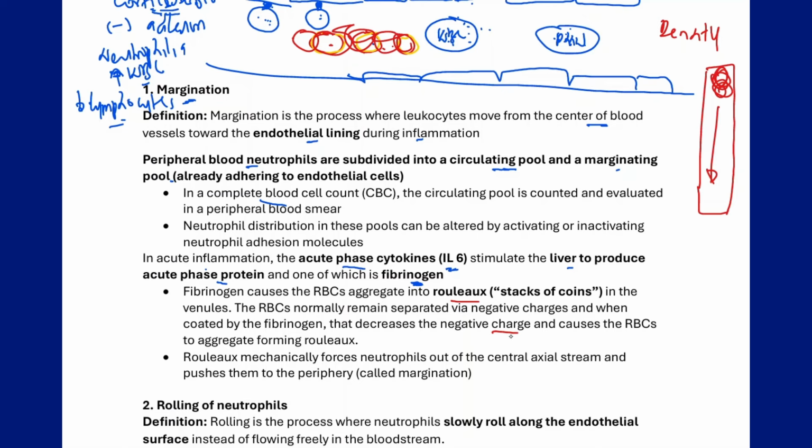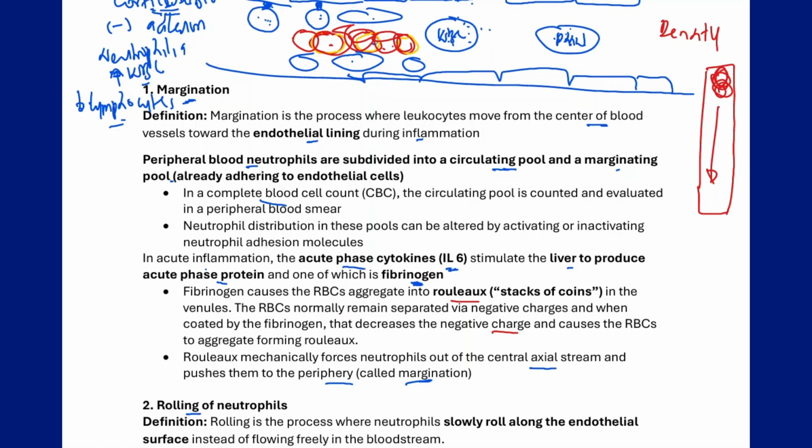Because of this rouleaux formation, that will now push the white blood cell to the periphery of the blood vessel. So as you can see there, the rouleaux mechanically forces the neutrophil out of the central axial stream and pushes them to the periphery, and that's what we call margination. And remember, as you lose plasma, there's stasis of blood, and that also facilitates margination. So the next step is going to be rolling.